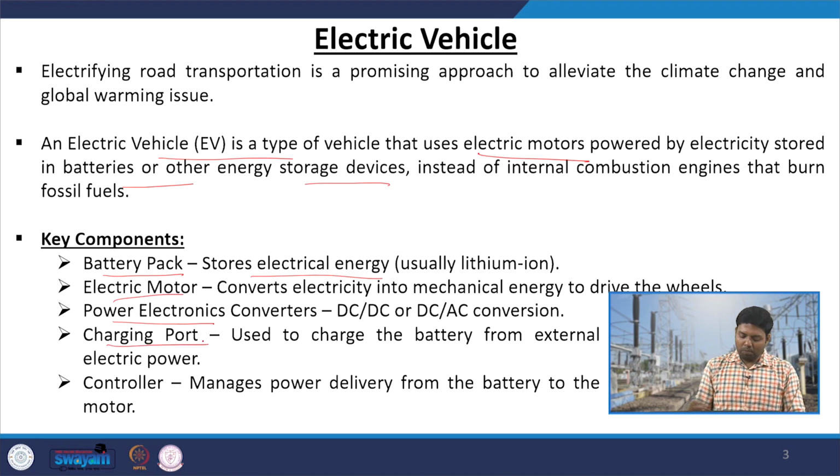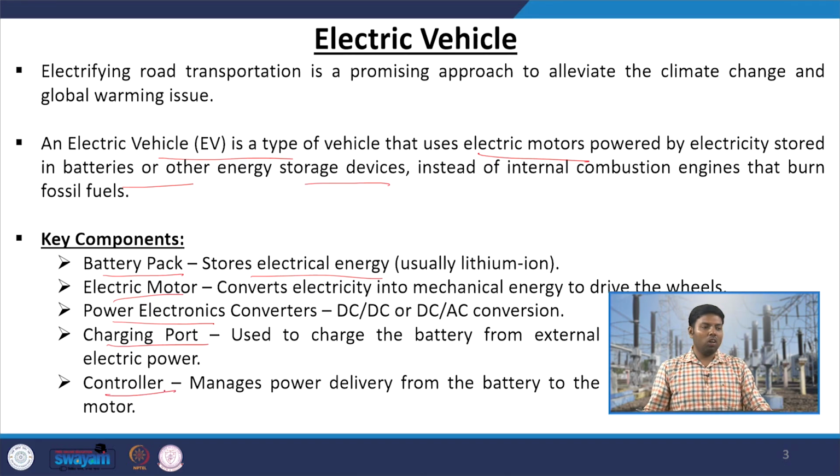Then you have a charging port to charge the battery from an external electric power supply, and a controller to control all the operation of this battery, that is actually the battery management system. The charging and discharging operation has to be controlled, otherwise you will lose your energy and your car will shut down midway.